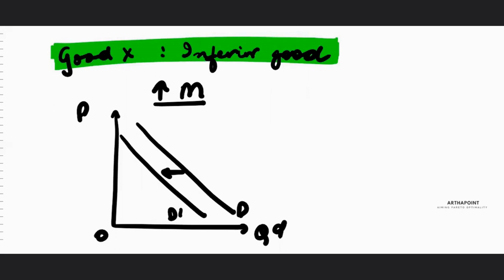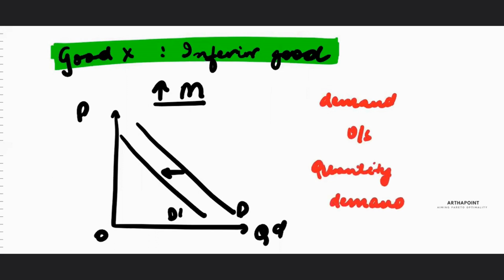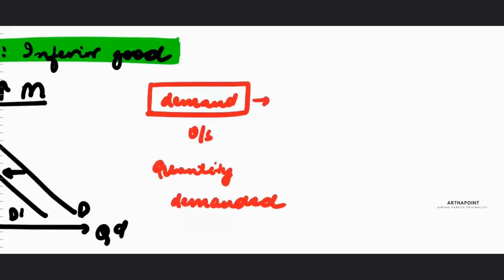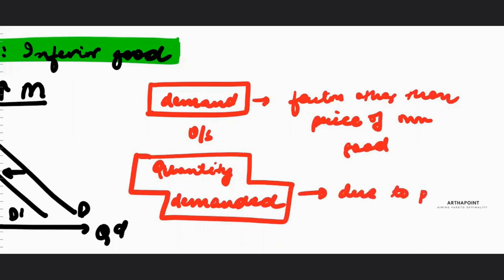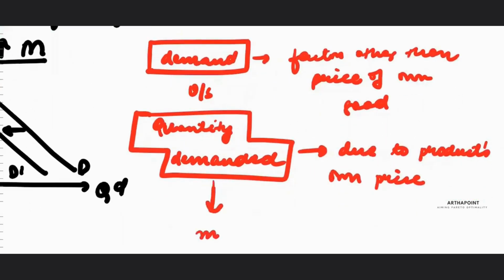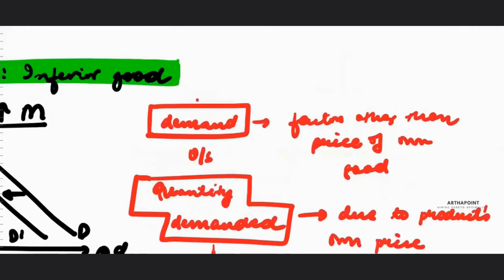Here I want to spend a moment on the difference between demand versus quantity demanded. See, demand is due to factors other than price, like income, taste and preferences, number of buyers, market conditions, etc. Quantity demanded is always due to the product's own price. If quantity demanded changes, it always leads to movement along the demand curve. If demand changes, it always leads to a shift of the demand curve.